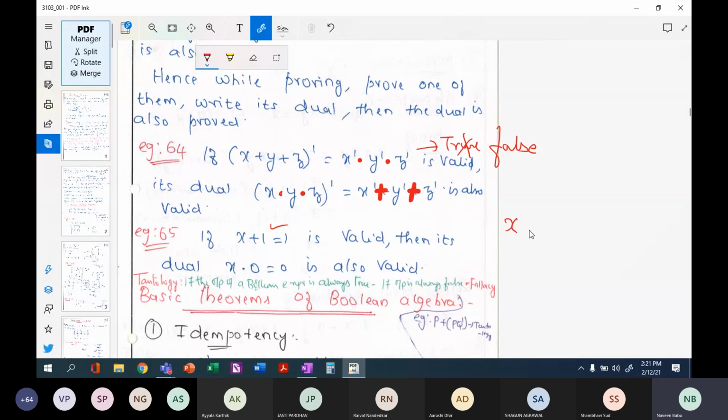X plus gets converted to dot and 1 gets converted to 0, so it will be equal to 0. Right. Obviously this is true, right? ANDing a 0 with any variable will always be 0. Right. So this is also true.